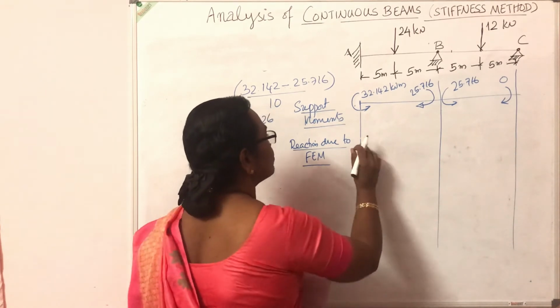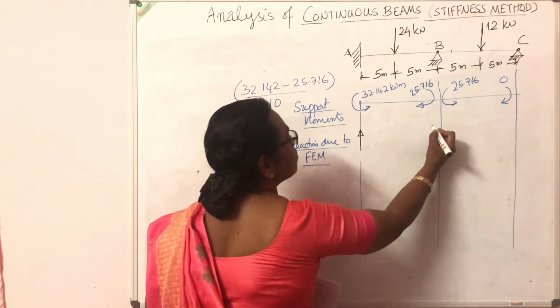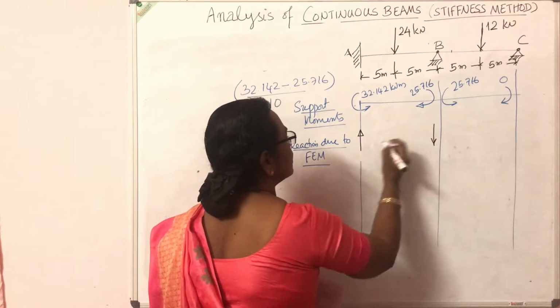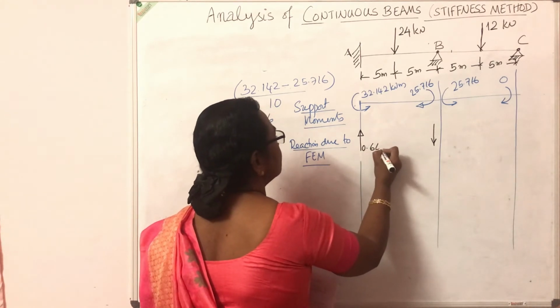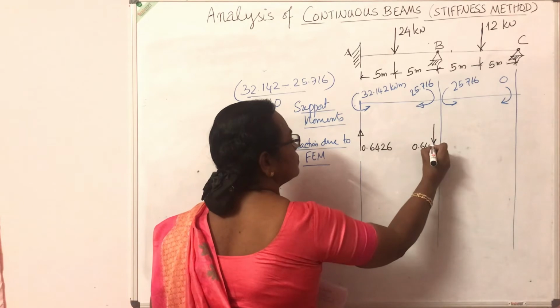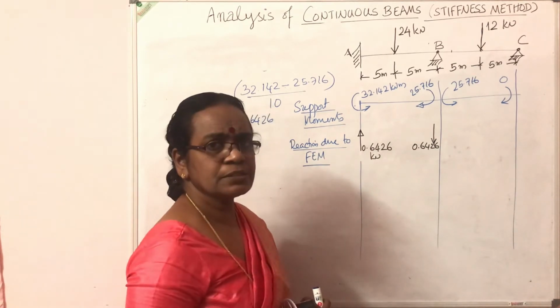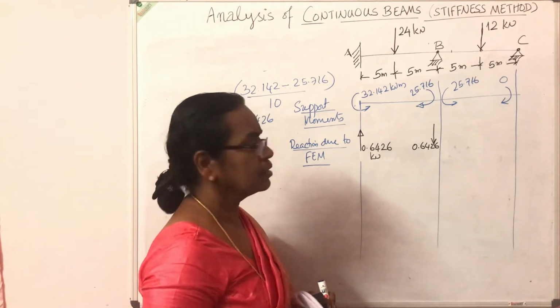So to produce a clockwise couple, left up and right down, each of these will be 0.6426 kilonewton to balance the fixed end moment of span AB.